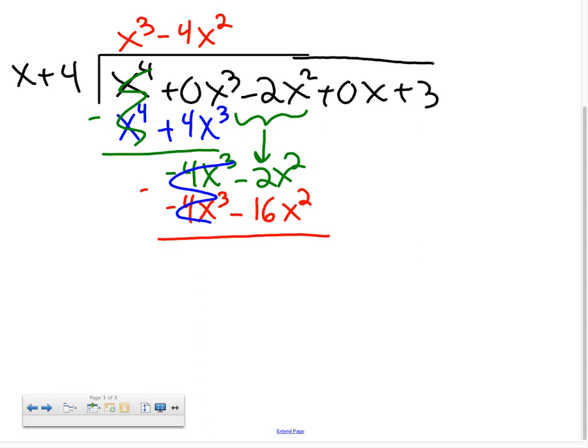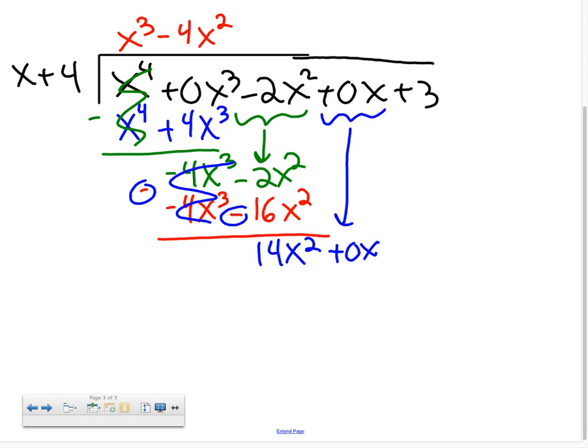Negative 2 minus negative 16. Again, we have that issue of having a double negative. So negative 2 minus 16 is like negative 2 plus 16, which would be positive 14x squared. I bring down my next term. So this 0x is brought down, even though it is a 0x, it is still brought down because it is still part of my problem. Go through the process once more.